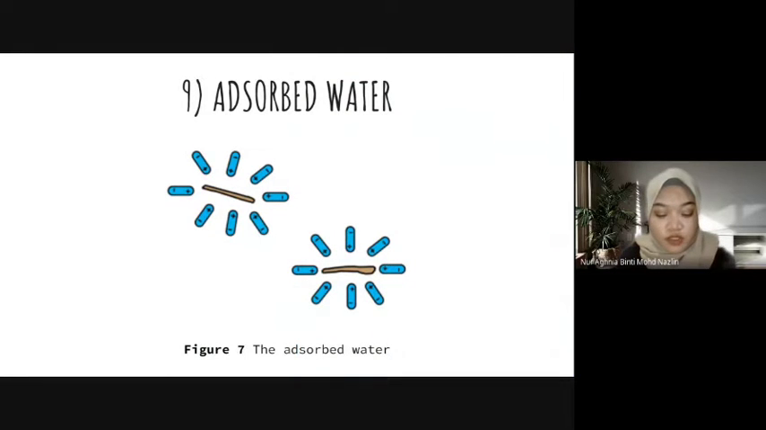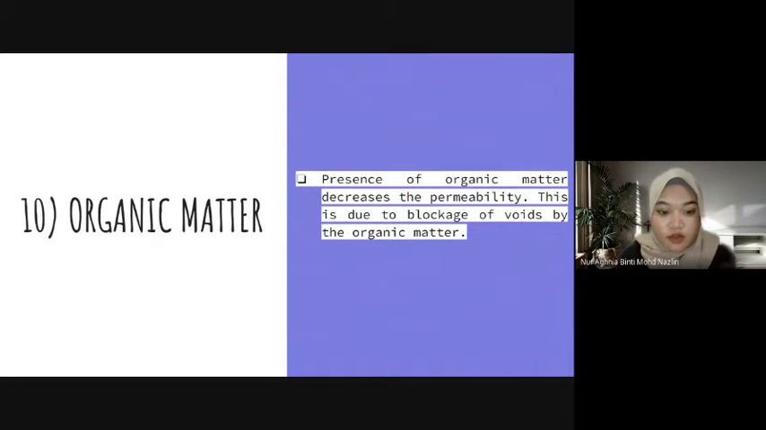Next, adsorbed water. Adsorbed water is the water layer formed around the soil particle, especially in the case of fine-grained soil. This reduces the size of the void space by about 10%. Hence, permeability is reduced. And lastly is organic matter. Presence of organic matter decreases the permeability. This is due to blockage of voids by the organic matter.